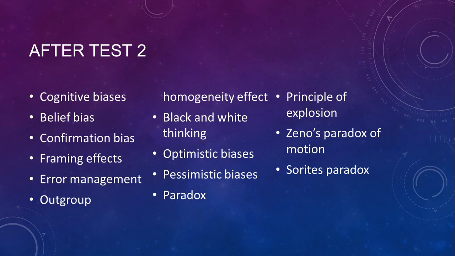Black and white thinking, which I suggested was related to the false dichotomy fallacy, right? So black and white thinking says, either I get what I want or my life is a disaster, right? Either I get an A+ or I'm a failure as a human.